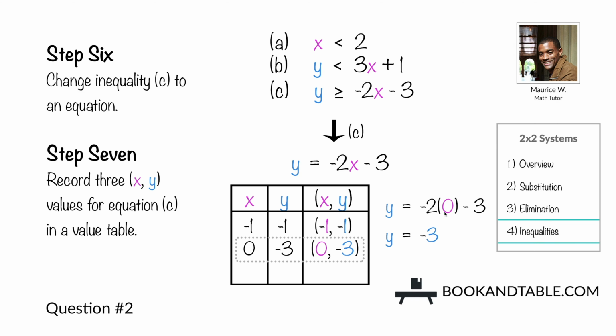When x is 0, y is equal to -2 times 0, which is 0. 0 minus 3 is equal to -3. So when x is 0, y is -3.